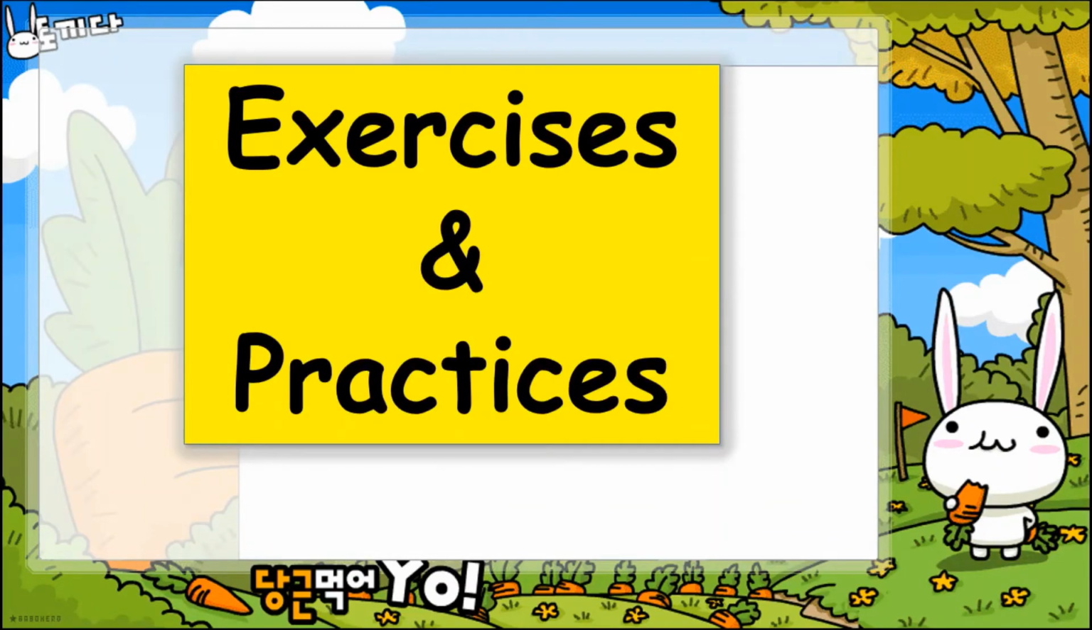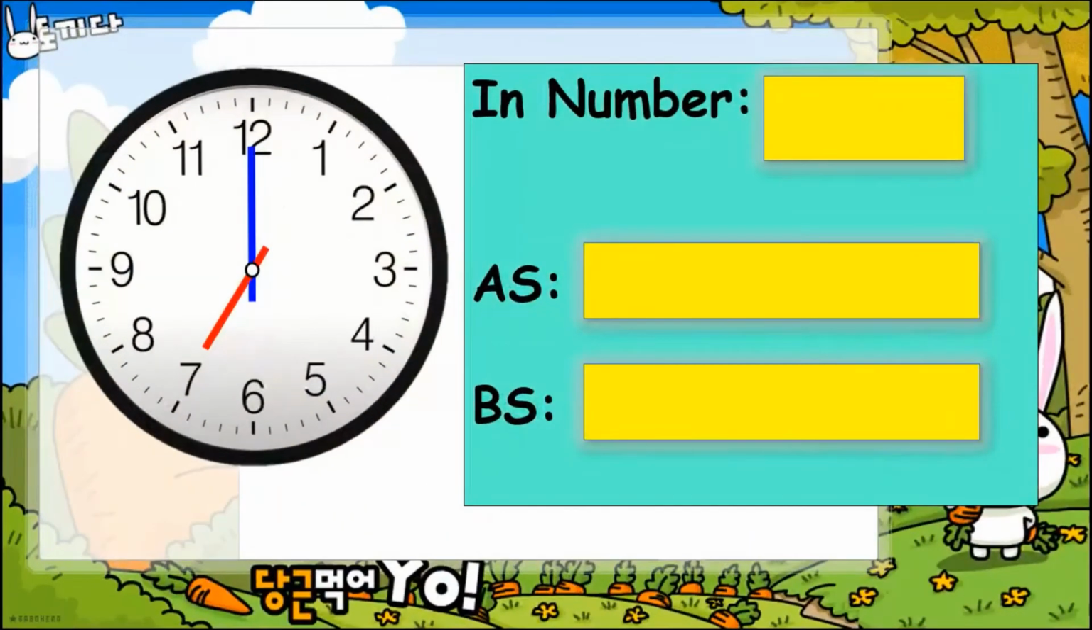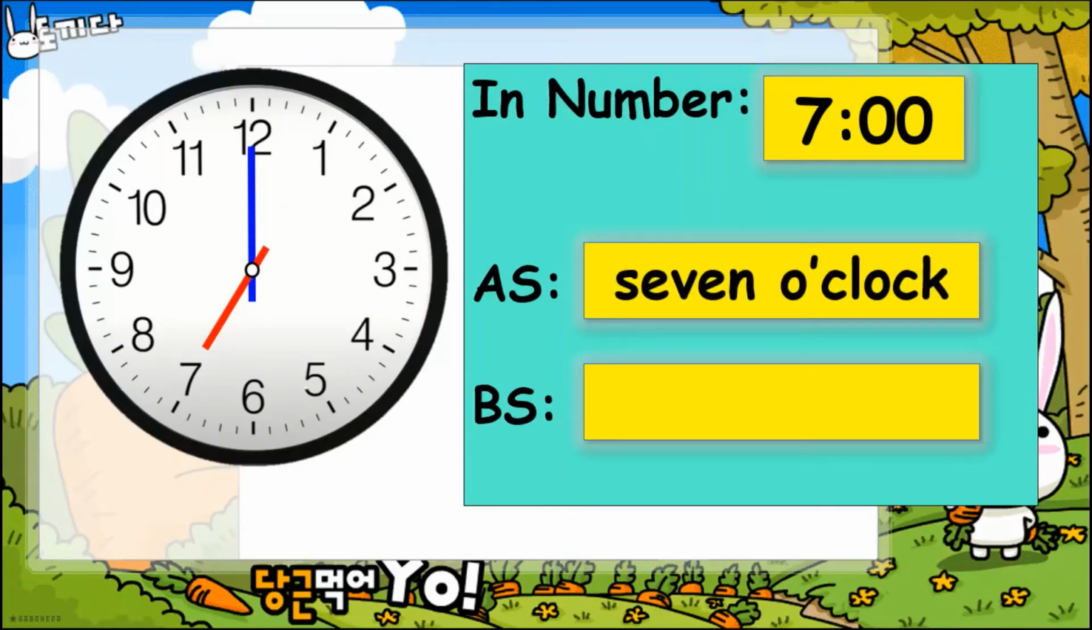Practice always makes perfect. Let's try some exercises. Look at the picture. The hour hand is pointing at 7. The minute hand is pointing at 12. So in number, we can write it as 7:00. In American style, we read it as 7 o'clock. In British style, it's the same, 7 o'clock.